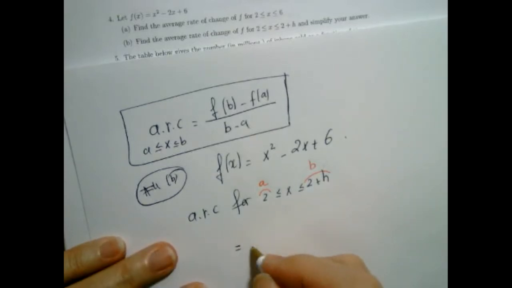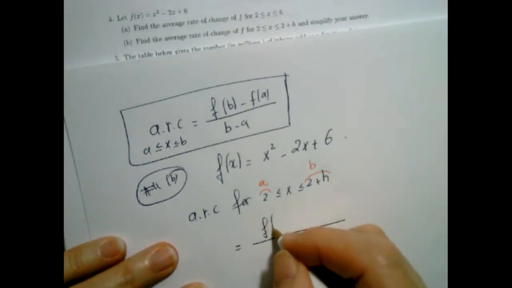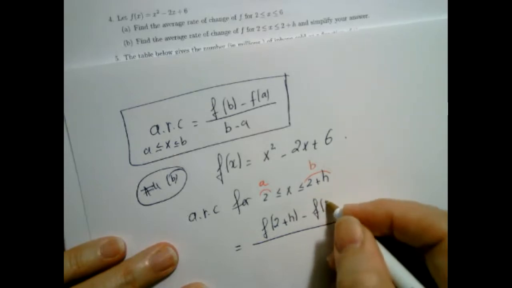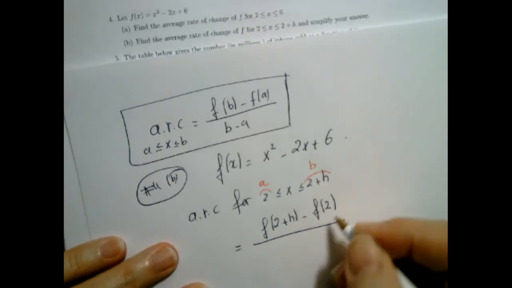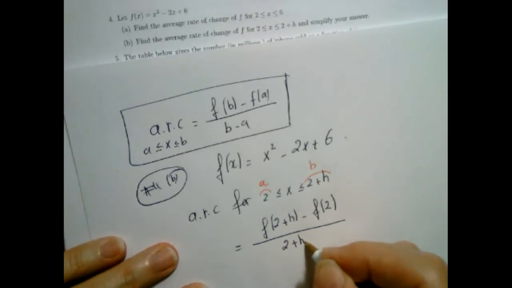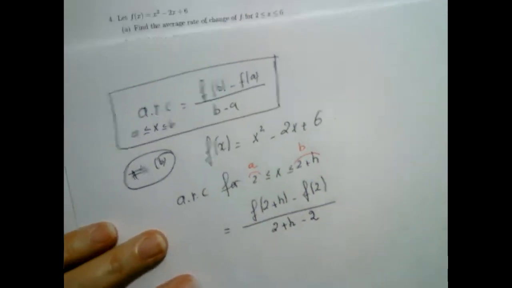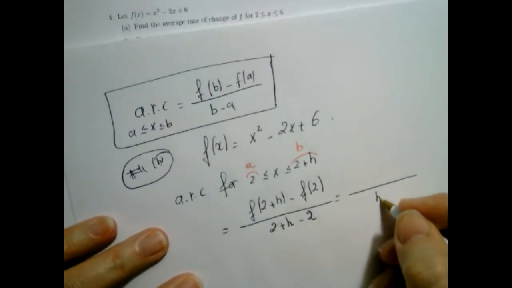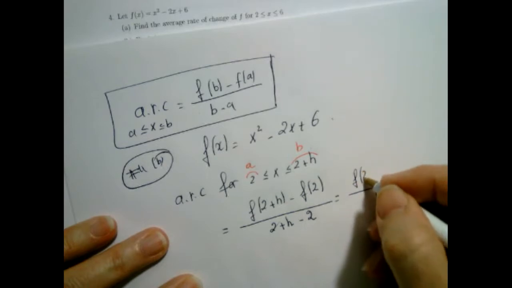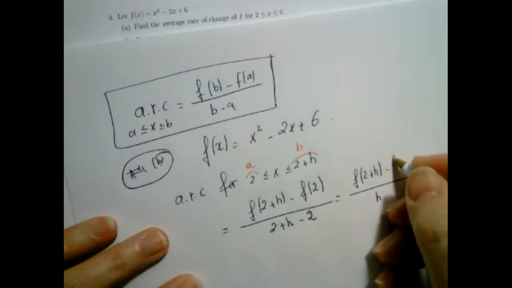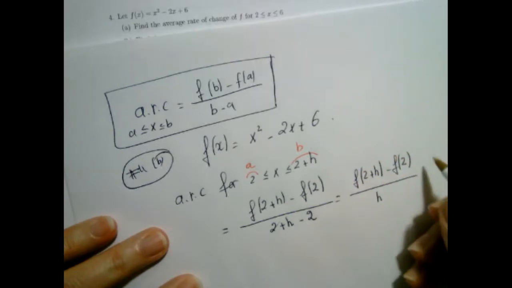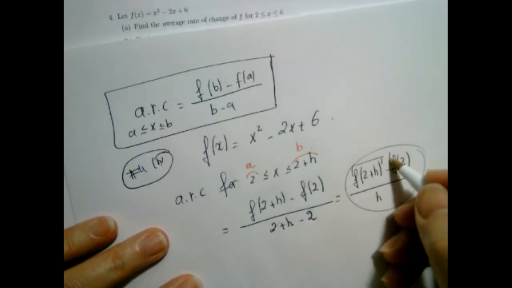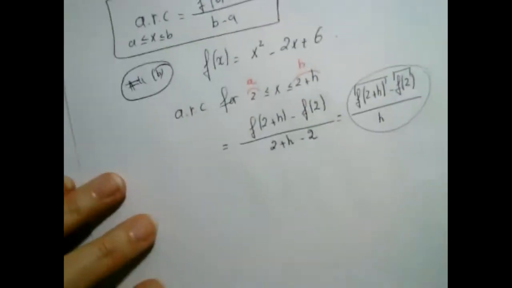So my average rate is the following: f of 2 plus h minus f of 2, divided by 2 plus h minus 2. So the denominator will reduce to h. Now, to be able to evaluate this average, I need to compute f of 2 plus h, and I need to compute f of 2.